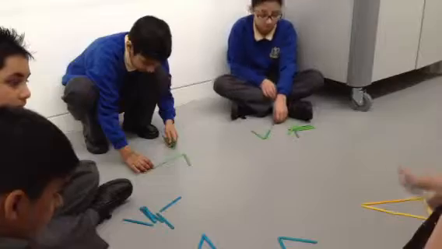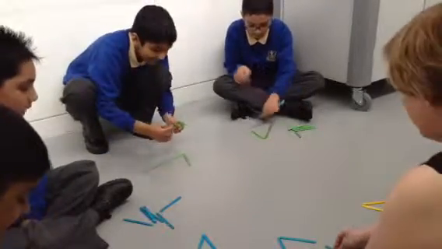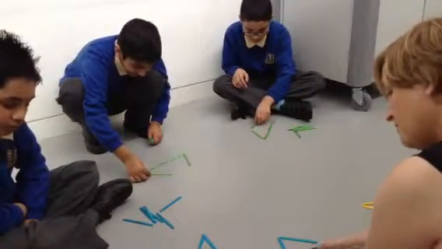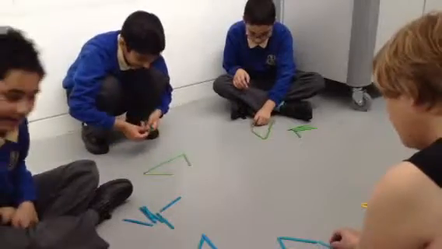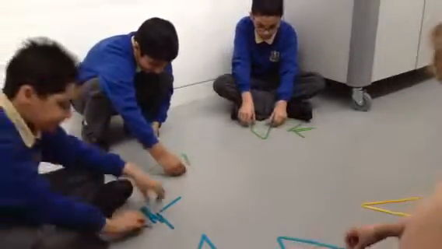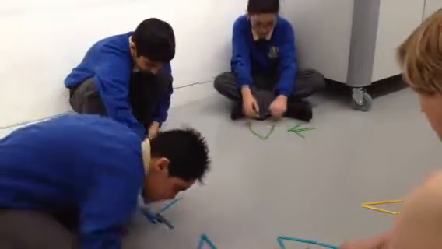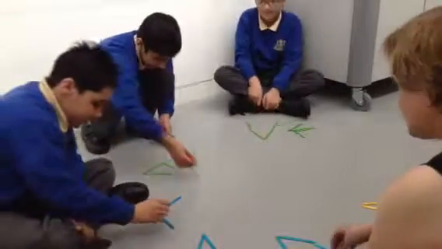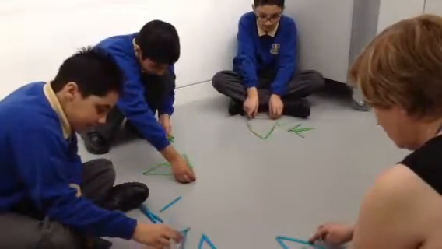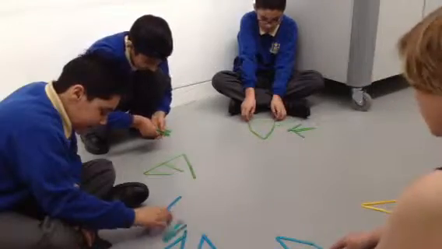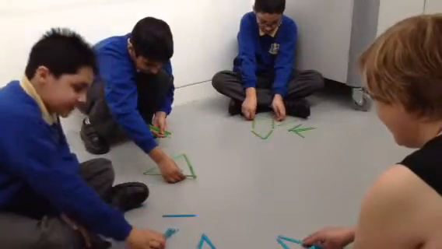Yeah, that's one. Is this one? Yeah, that's one. No, Miss, that's an isosceles. Isosceles. I have sausages.